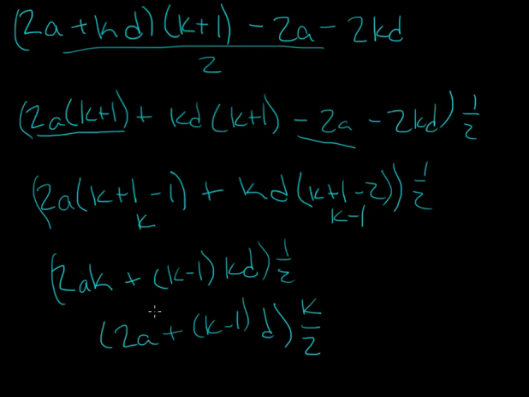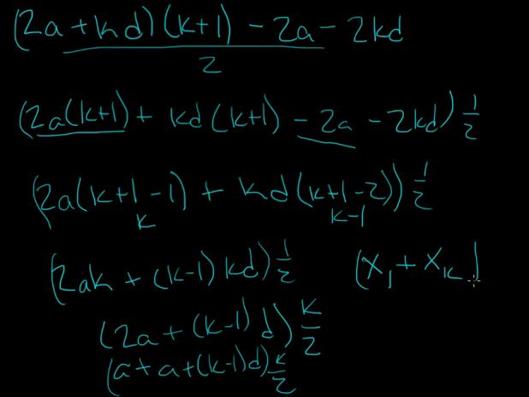This can be split up into a plus k minus 1 d times k over 2. And now we go back to our direct formula, and we see a is the same as x sub 1, a plus k minus 1 times d is the same as x sub k, times k over 2. And it's the exact same formula.